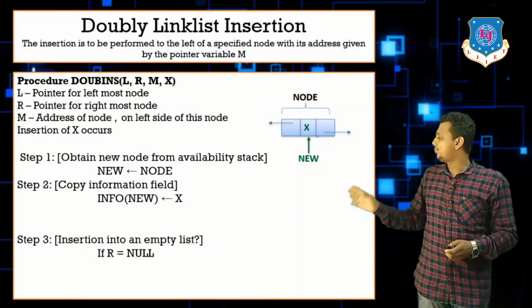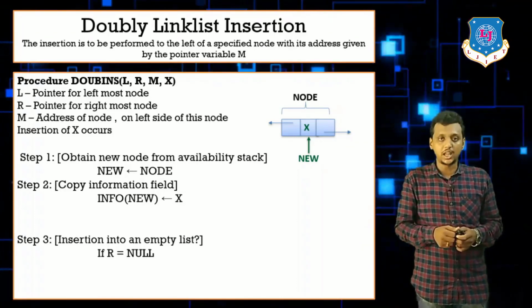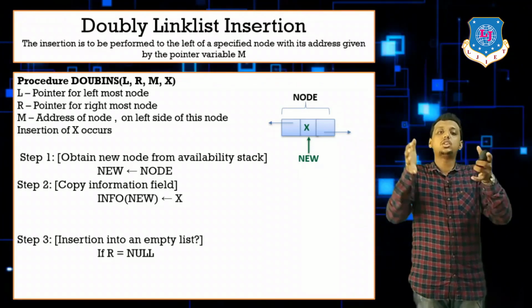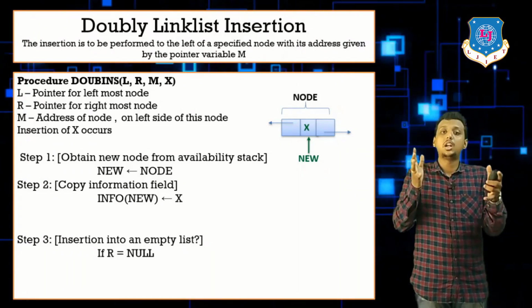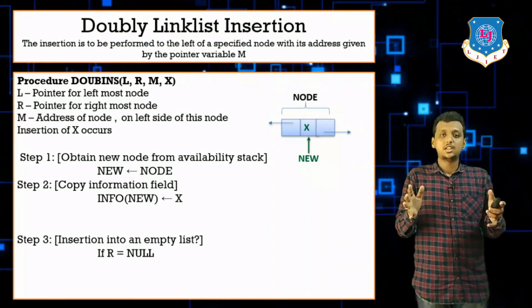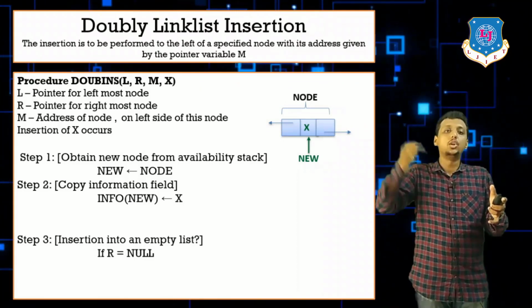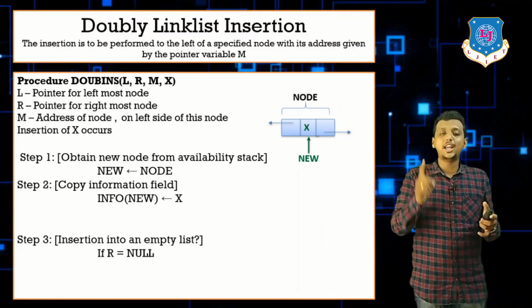Here, if R is equal to null, then there is no linked list over there. There is no node in the linked list. So whatever node we are going to take becomes our first node and our last node. So L and R both point at that particular node only. Fine. So what to write? L arrow, R arrow, new.